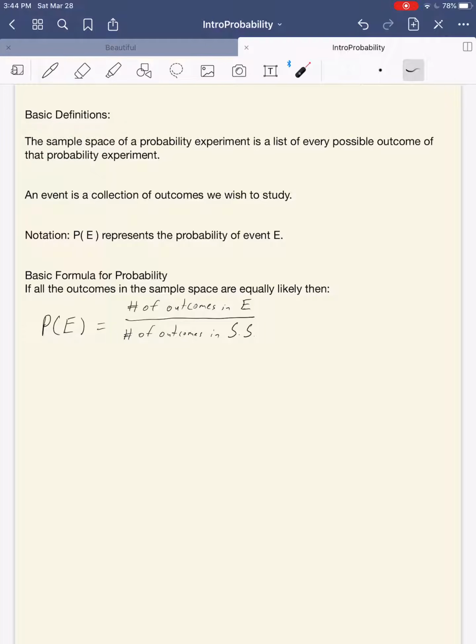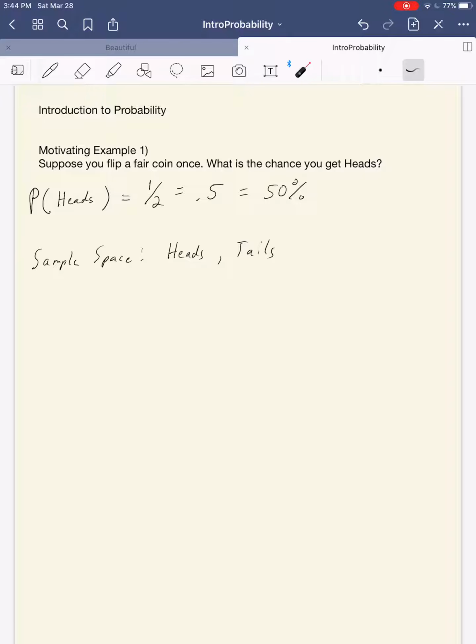All right, so that gives you an idea of what the sample space is. It's just a list of everything that could happen. The next term we're going to define is what's called an event. An event is just a collection of outcomes that we're interested in or that we're studying. So if we go back to our examples, the events were these things here. This was the event that we were interested in, the event of getting heads on that one flip of a coin.